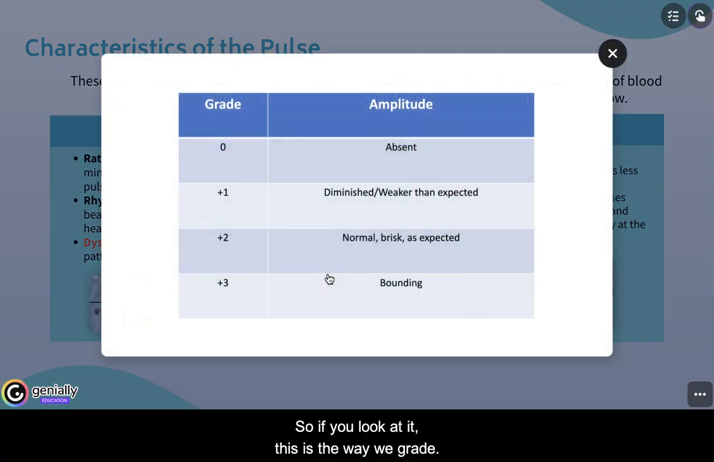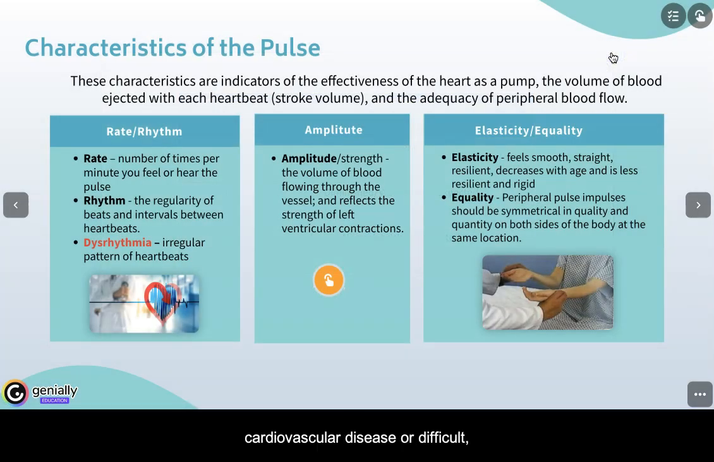So this is the way we grade. Remember, everything has to be quantified when you're measuring. So what is the grade? Absent is 0. You don't feel any throbbing sensation. 1+ is diminished and weak. 2+ is normal and brisk, and that's the normal. That's what we should expect, a normal, good pulse. 3+ is bounding. When it's bounding, like if you check the pulse of somebody who has cardiovascular disease or dysrhythmias, you will feel all the differences in the pulse.